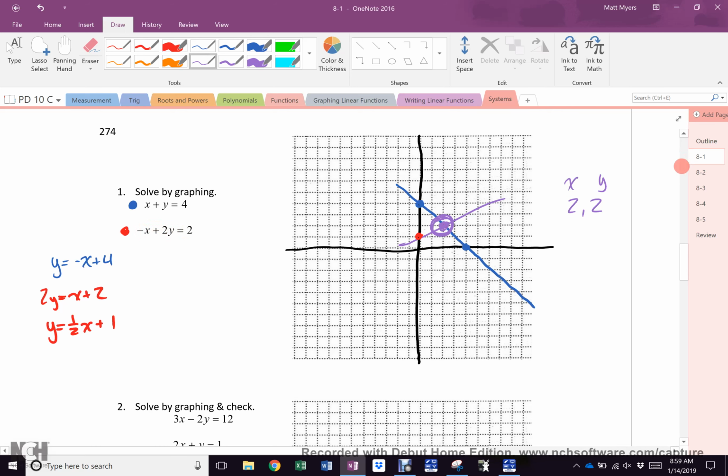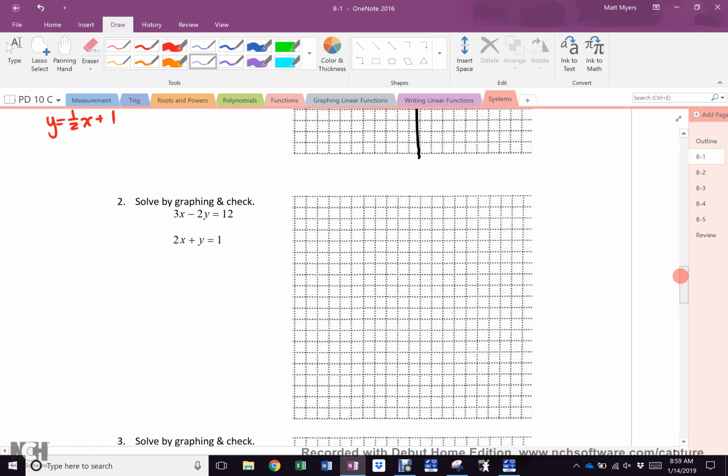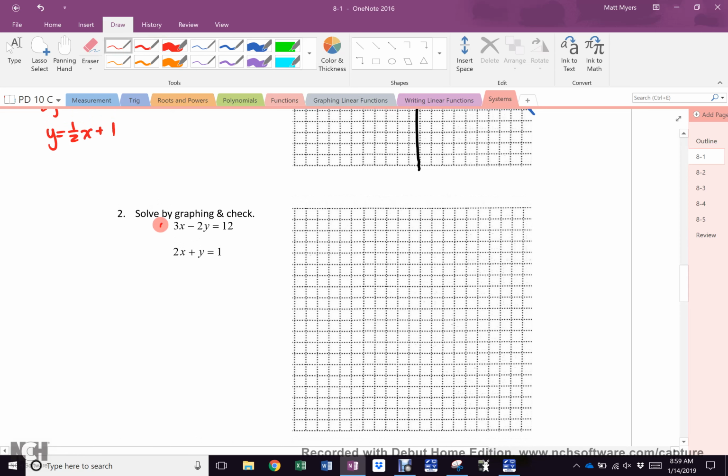Let's do the second one. As always, I'm going to take me a red line. I'm going to take me a blue line. What do I need to do for the red line? Isolate y. 3x minus 12 equals 2y. 3 over 2x minus 6 equals y. Is it isolated, and can I graph it? In 2 seconds. What is the blue one?